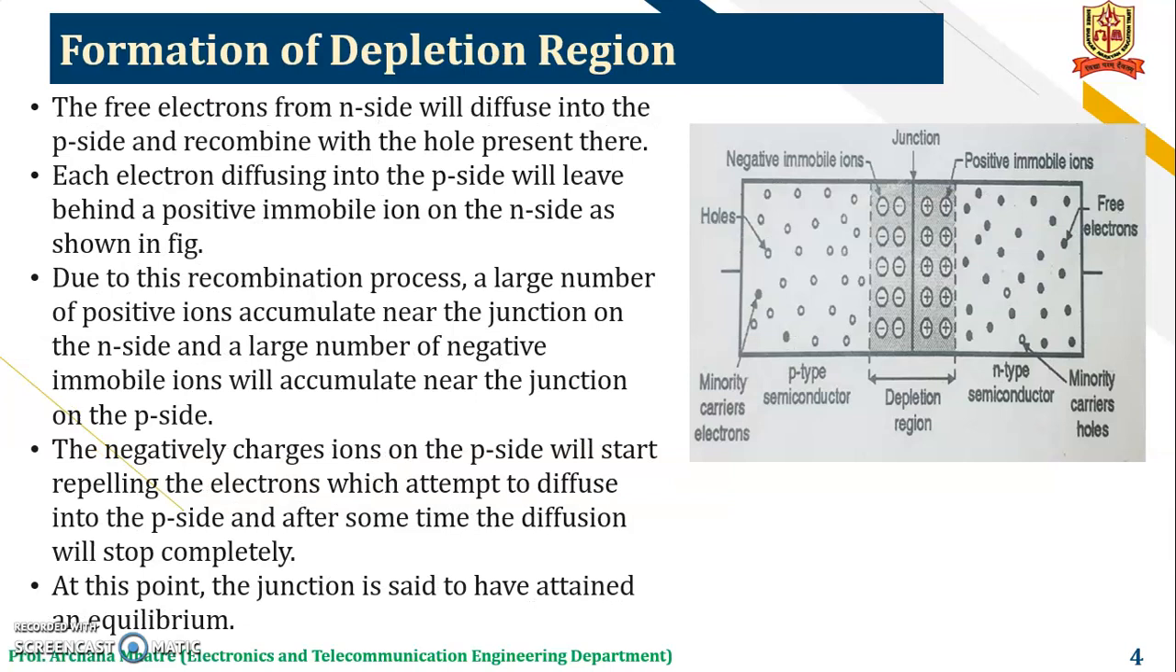The free electrons from N side will diffuse into P side and recombine with the holes present there. Each electron diffusing into the P side will leave behind a positive immobile ion on the N side, as shown in figure. Due to this recombination process, a large number of positive ions accumulate near the junction on the N side and a large number of negative immobile ions will accumulate near the junction on the P side. The negatively charged ions on the P side will start repelling the electrons which attempt to diffuse into the P side, and after some time the diffusion will stop completely. At this point the junction is said to have attained an equilibrium condition.